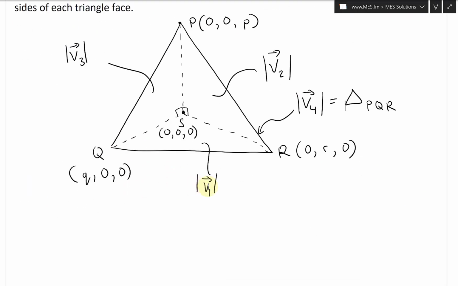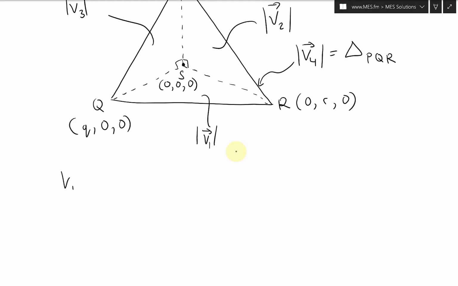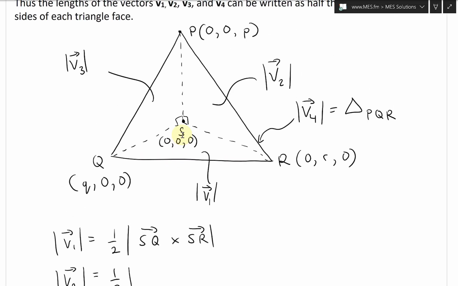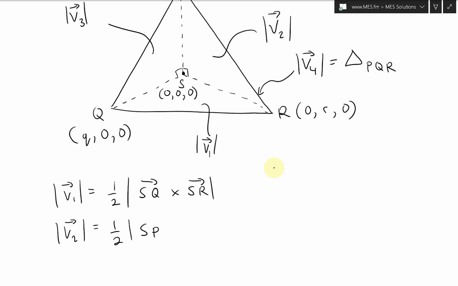So let's look at V1. We can write it as the cross product of SQ and then SR, or half of that cross product. Let's write the formulas for all of them first, then we'll calculate each one. So V1 is equal to 1/2 the length of the cross product SQ vector cross SR vector, like that. And then V2 is going to be 1/2 the cross product SP cross SR, like that.